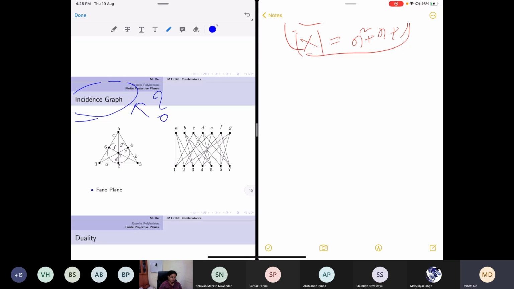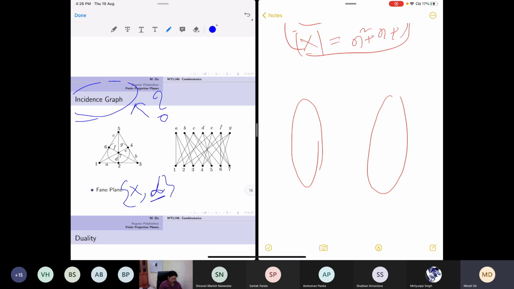If you remember, a finite projective plane is basically a pair, right? A set of elements and a family of subsets of that, which is L. The incidence graph is basically a bipartite graph which represents the belongs-to relationship.